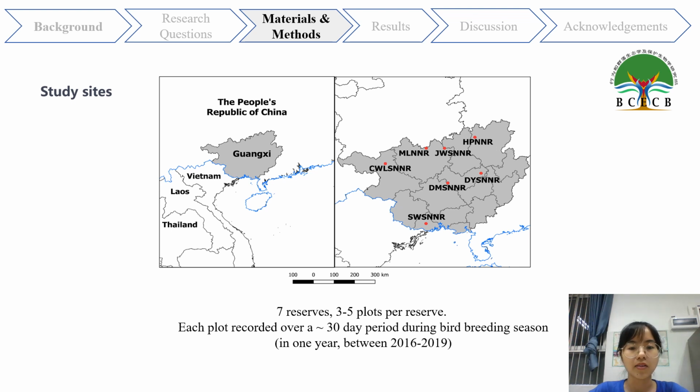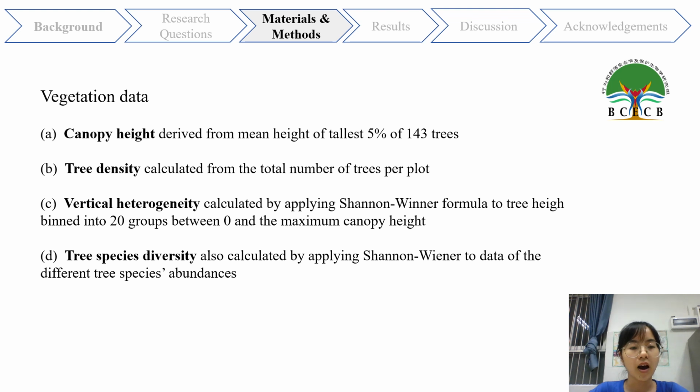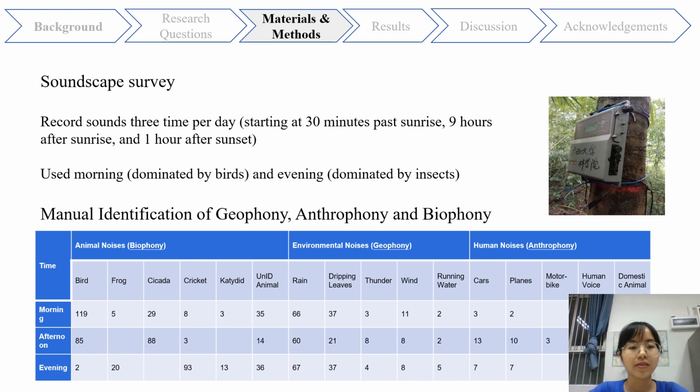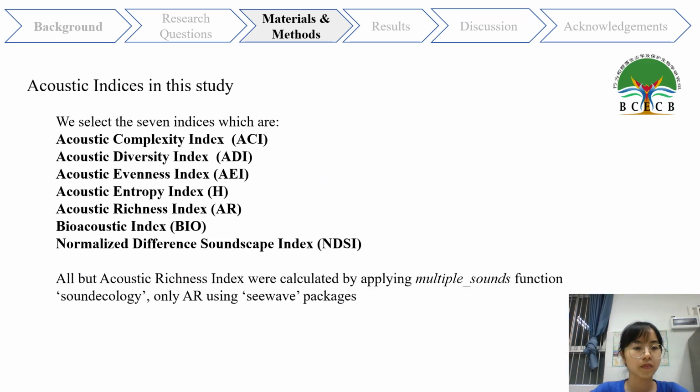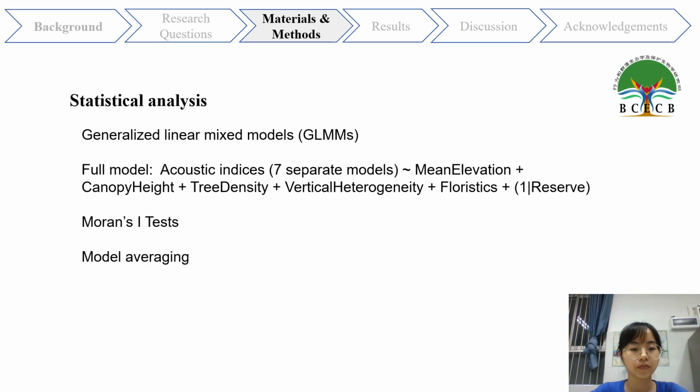This is our study site. We study in 7 natural reserves in Guangxi. We use canopy height, tree density, vertical heterogeneity, and tree species diversity as vegetation data. We record sound 3 times per day, but we only use morning and evening data. We manually identified some recordings, and we found that morning is dominated by birds, and evening is dominated by insects. These are the 7 acoustic indices we use in our study.